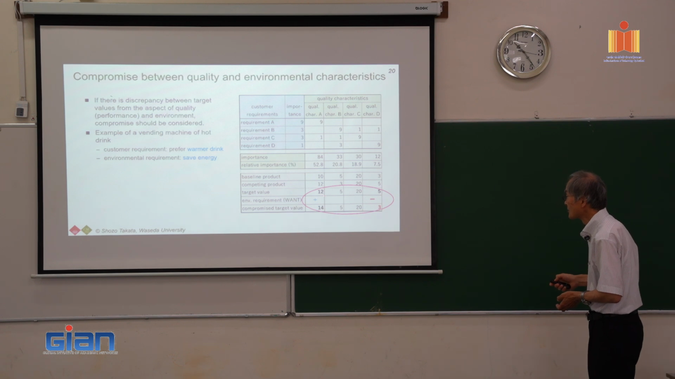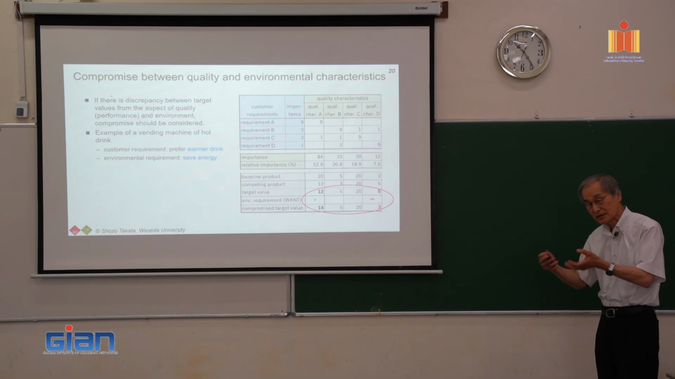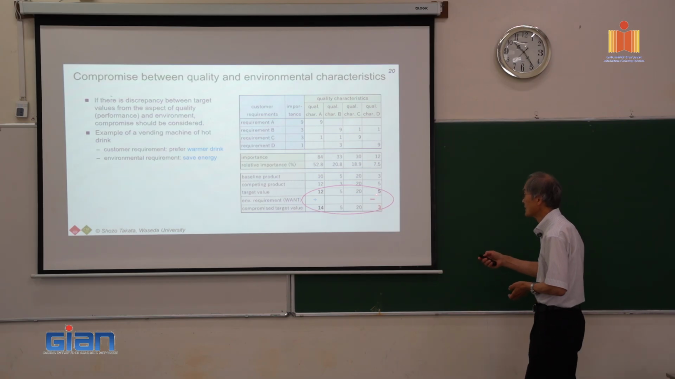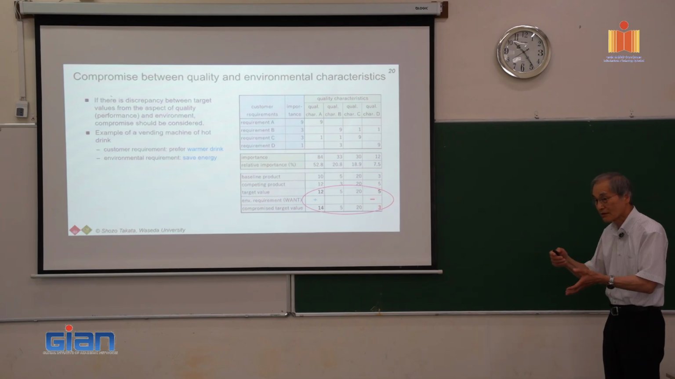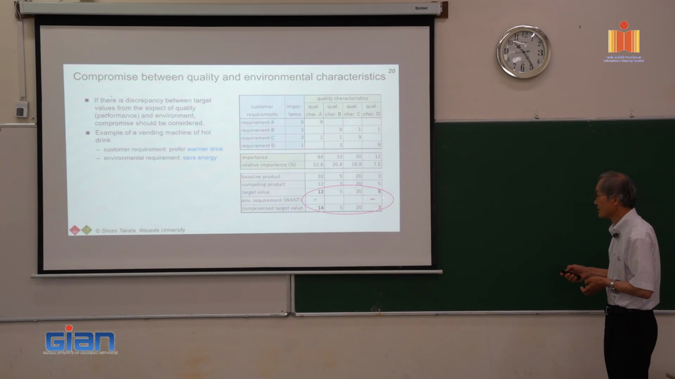In this case, quality characteristic A is consistent with the environment requirement, but this is not the case. That means a conflict between the quality and the environment. So in that case, you have to compromise that target value, such as 5 should be reduced to 3.